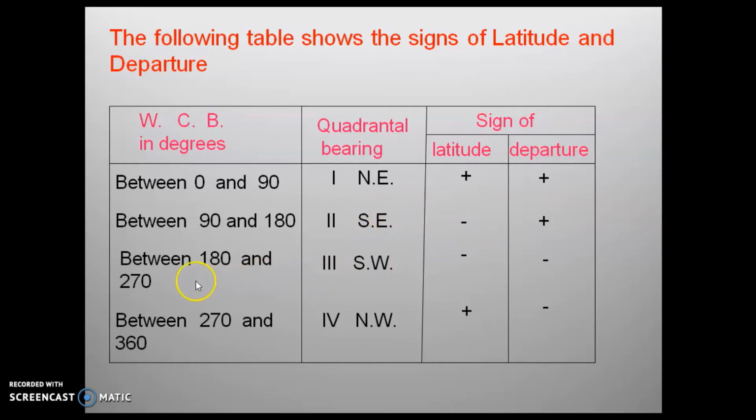Next, when you consider the third quadrant, 180 to 270, latitude means southing, negative, and departure west is also negative. Coming to the fourth quadrant, which lies between 270 and 360 degrees, so north and west. North latitude positive, west departure negative. So this tabular column is very important.